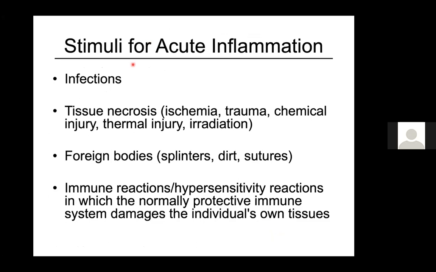Acute inflammation can be stimulated by infections, by tissue injury, whether it's ischemic injury, trauma, chemical injury, thermal injury, and even radiation. Foreign bodies too, and of course, when these foreign bodies are contaminated by pathogens, or you get foreign bodies that cannot really be gotten rid of, small particles that remain within the tissue, that will trigger an inflammatory response.